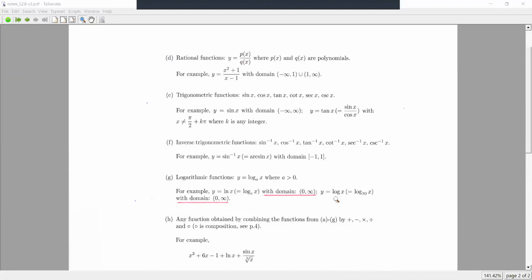A second example, common log. Common log, the base is 10. Again, the domain of a common log is any positive number.